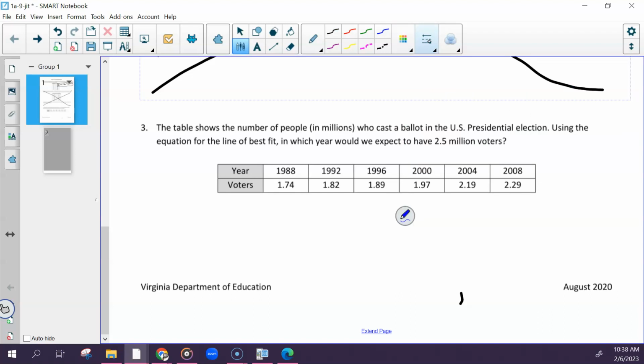Okay. For this one, you need to remember that all of the years need to be changed. Whatever the first year is, you make that 0. Then every year after that, how many years has it been since? So from 1988 to 1992 was 4 years. 1988 to 1996 was another 4 years, so 8. 2000 was another 4 years, so 12. 2004 was another 4 years, so 16. And then 88 to 2008 was another 4 years, so 20. So then the data you would be putting in is 0, 4, 8, 12, 16, 20, those numbers, and the voter numbers.